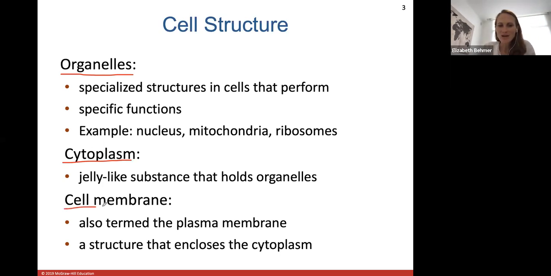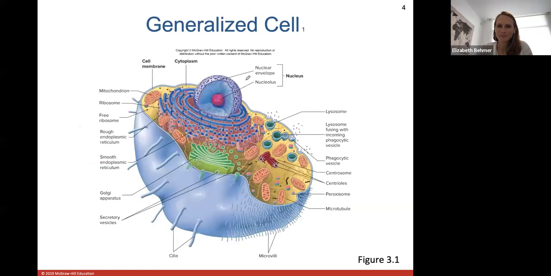And the cell membrane, also called the plasma membrane, is a structure that encloses the cytoplasm. So think of the cell membrane as kind of the border of the cell between the interior of the cell and everything outside of the cell. So that's how the cell is kind of structured. And this is a really popular view of the cell. If you look at this here, you can see the nucleus is kind of our brain of the cell. Within the nucleus, it has its own kind of brain called the nucleolus. And then surrounding the nucleus, we have all our different organelles.